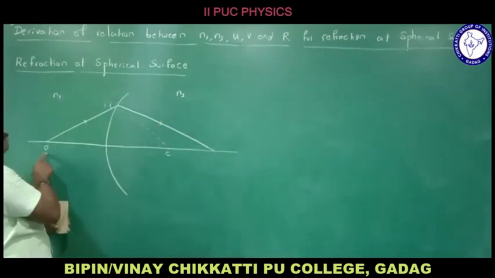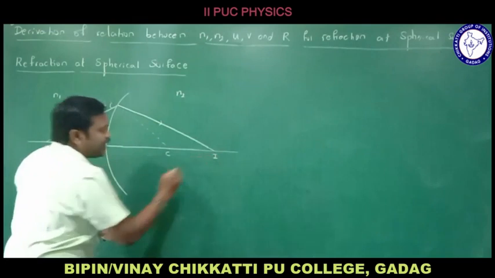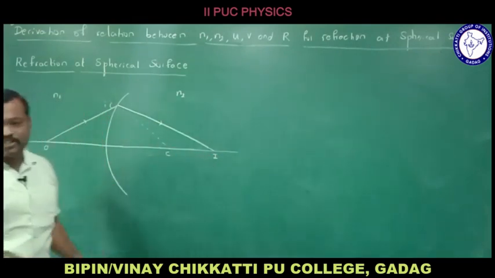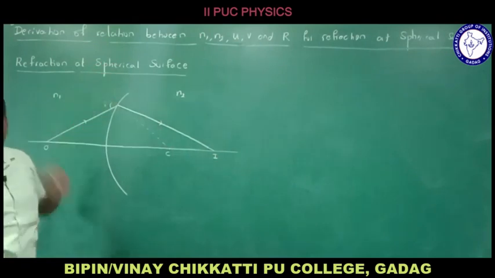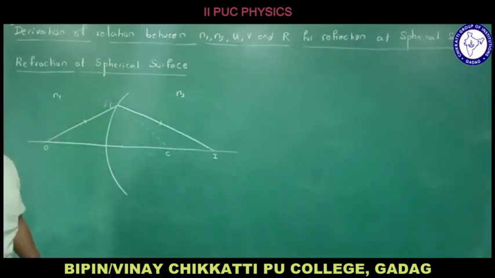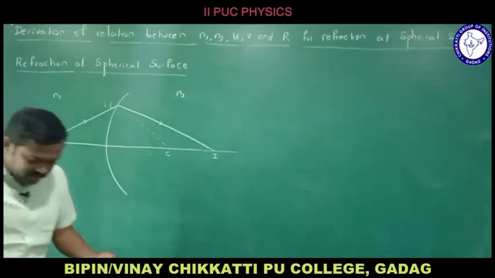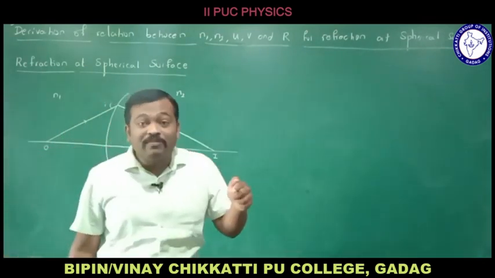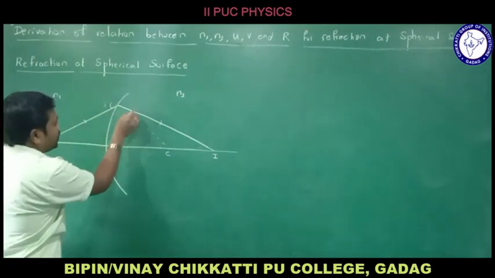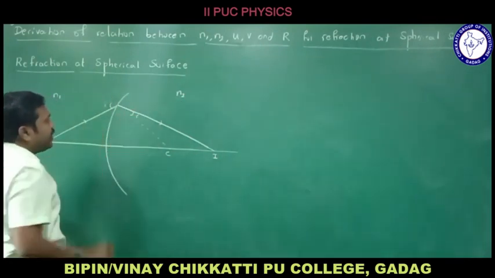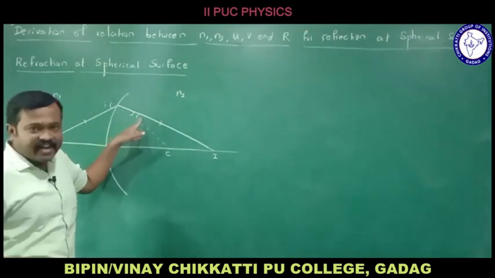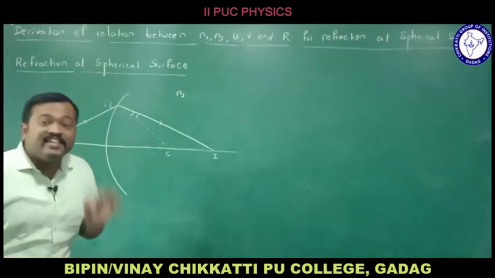If this is an object and this is, let me call it, the image I, right? So this is the object, this is the image here, right? It bends towards the normal, right? Okay, now if this is the angle of incidence, where is the angle of refraction? Angle of refraction is the angle between the normal and the refracted ray. Which is the normal here? This is the normal, and where is the refracted ray? This is the refracted ray, and let me call it R here, right? So this is the angle of refraction and this is the angle of incidence.